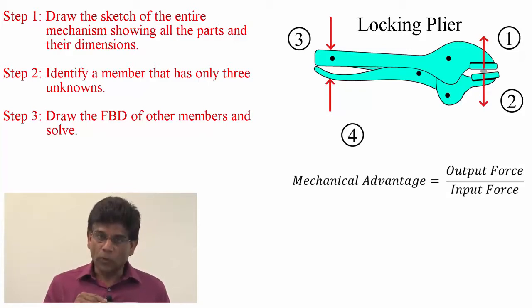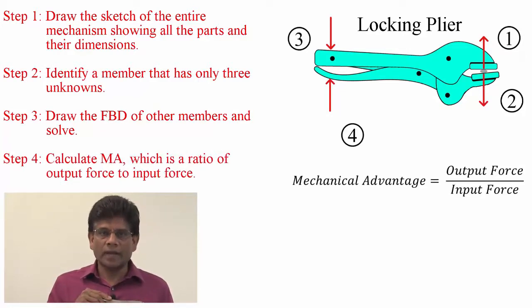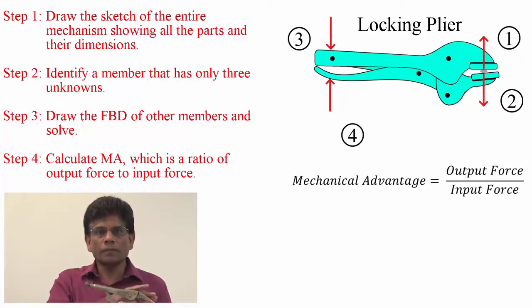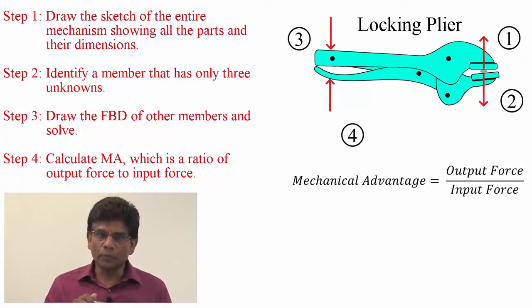Finally, step 4, calculate the mechanical advantage, which is a ratio of the output force to the input force. We will now solve this locking plier problem in the next video.